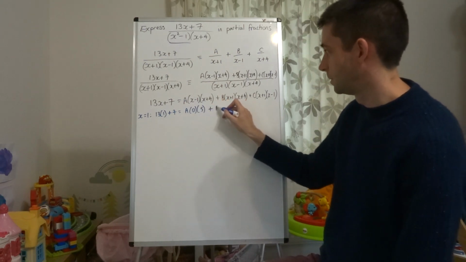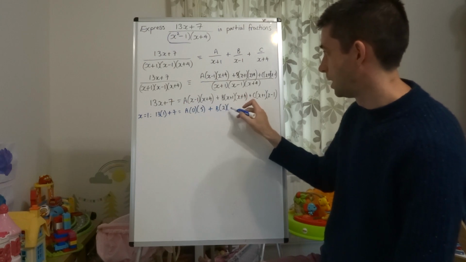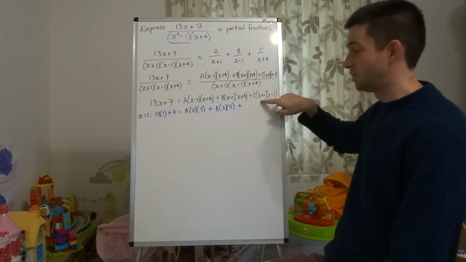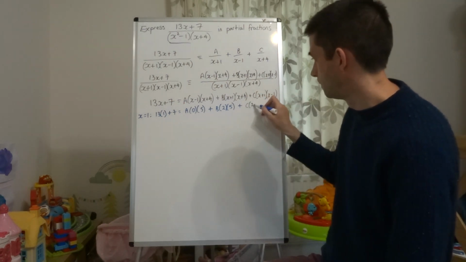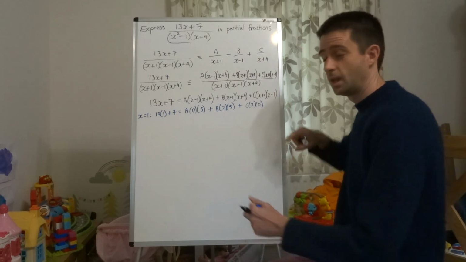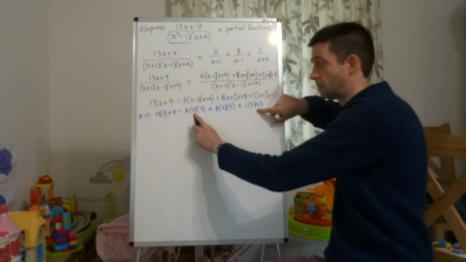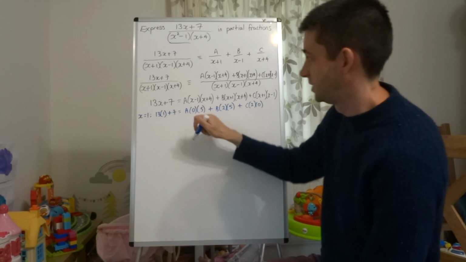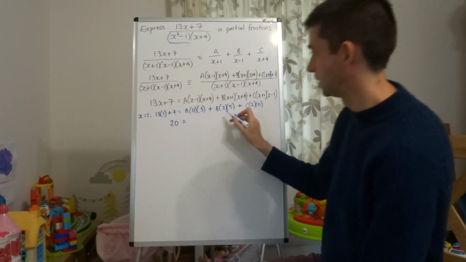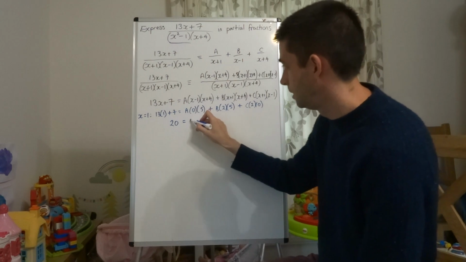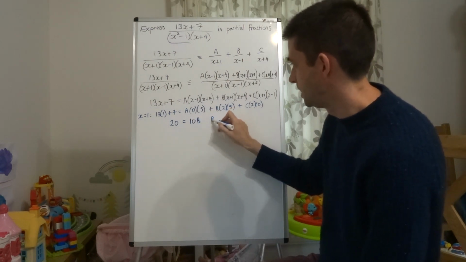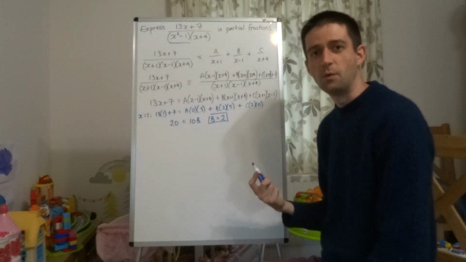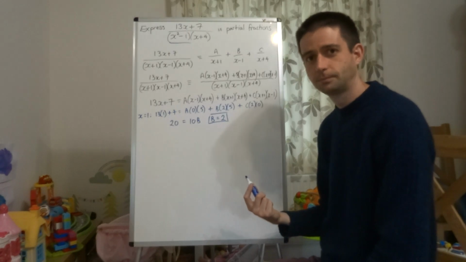If x is 1, I'm going to have b times 2 times 5, and c times 2 times 0. So as you can see, these two terms are going to disappear because I'm multiplying by 0. So 13 lots of 1 plus 7 is 20, which equals 2 times 5 is 10, so 10b, which means that b is 2. I'll box that because I now know the value of b. I'll put that into my final answer later on.